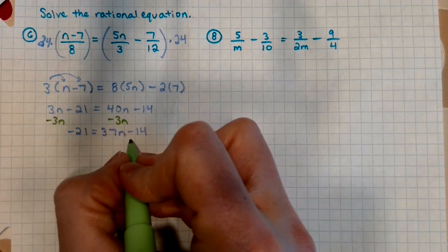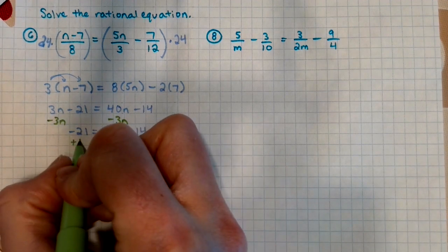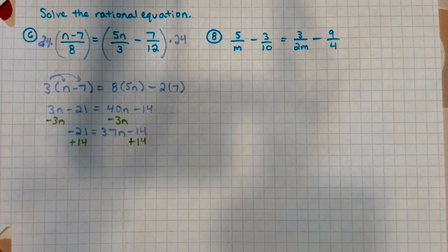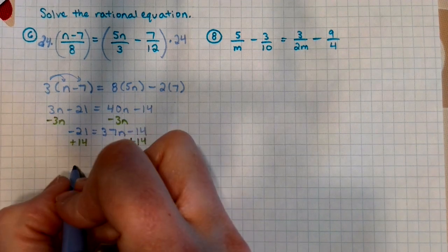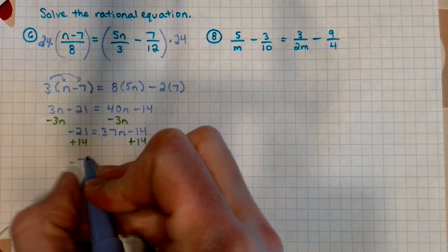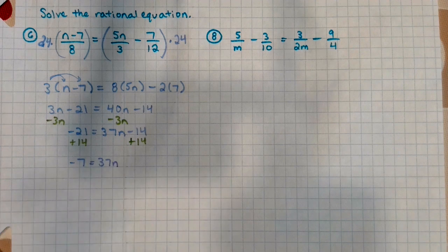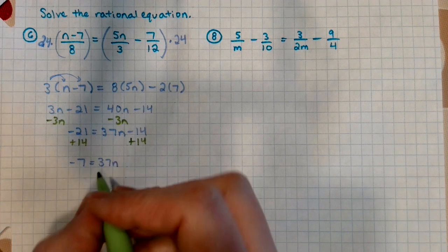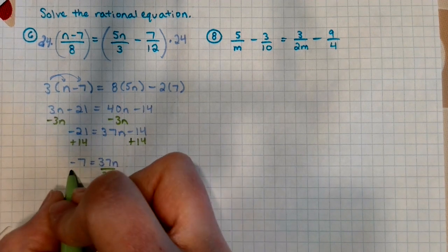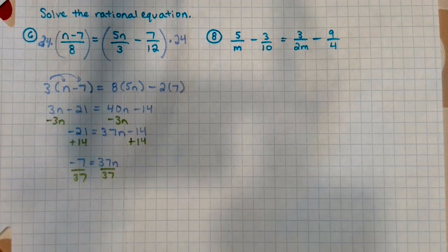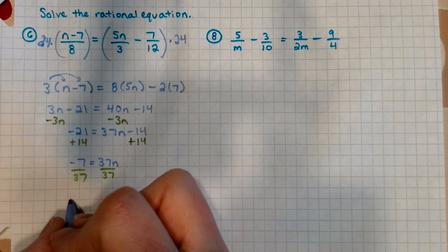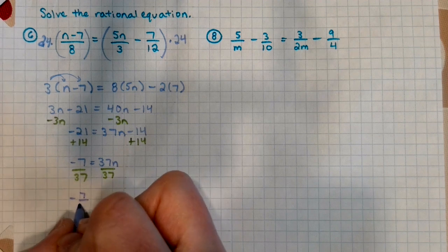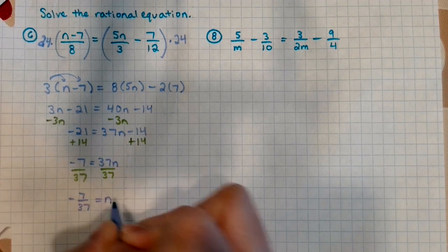Then we would add 14 to both sides, and we would be left with negative 7 equals 37n. And then we have one more step, which is to divide both sides by 37. And so our answer for this rational equation is going to be negative 7/37 equals n.